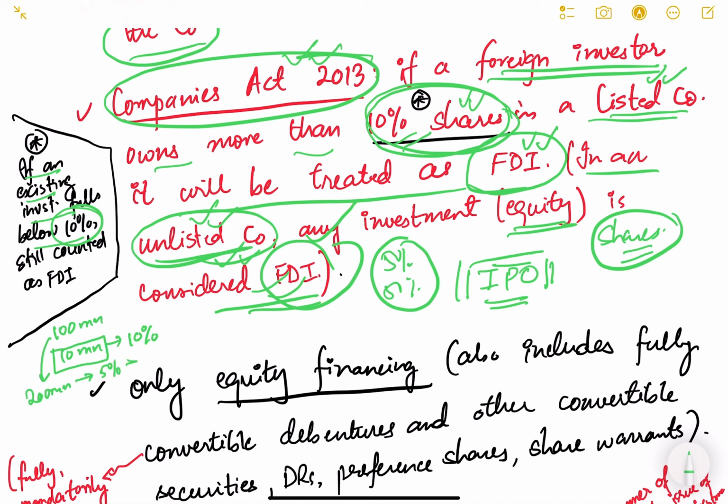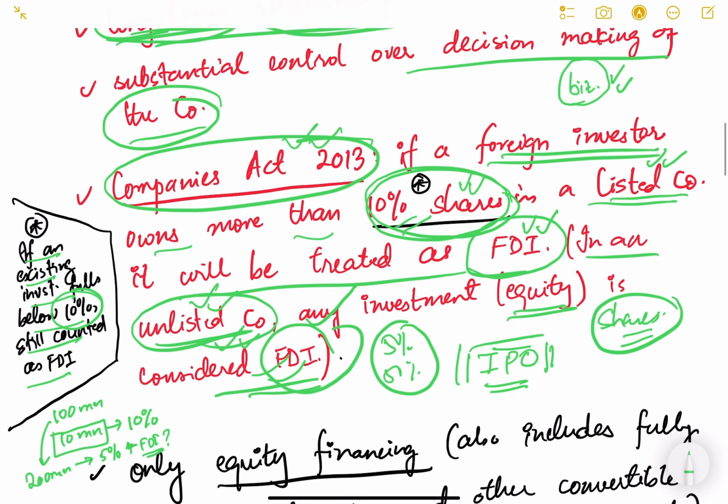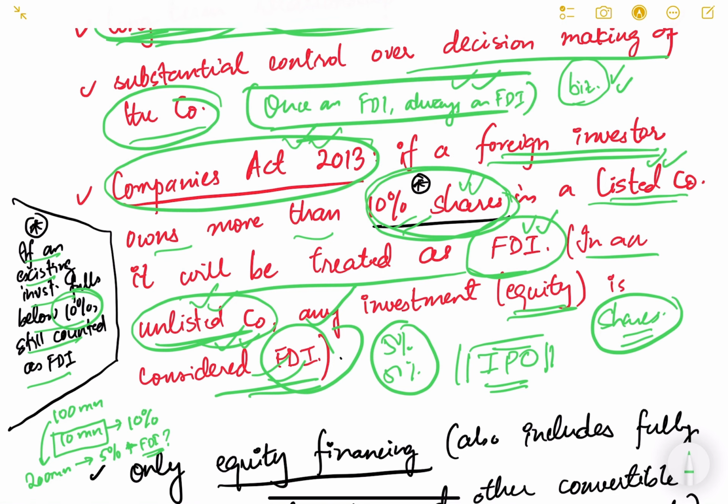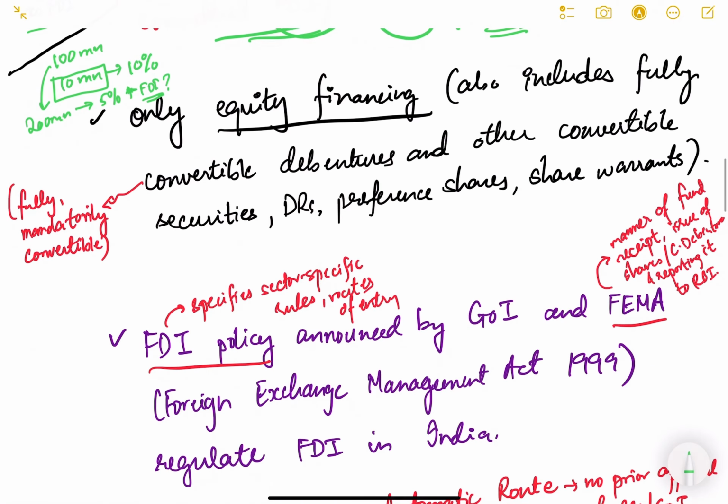So will it be counted as FDI in this case? Will it still be counted as FDI? Yes, it is still counted as FDI. The Companies Act 2013 says that once an FDI, always an FDI. एक बार FDI बोल के इन्वेस्ट हो गया तो उसको FDI बोल के ही काउंट होगा हमेशा से. So this is very important.